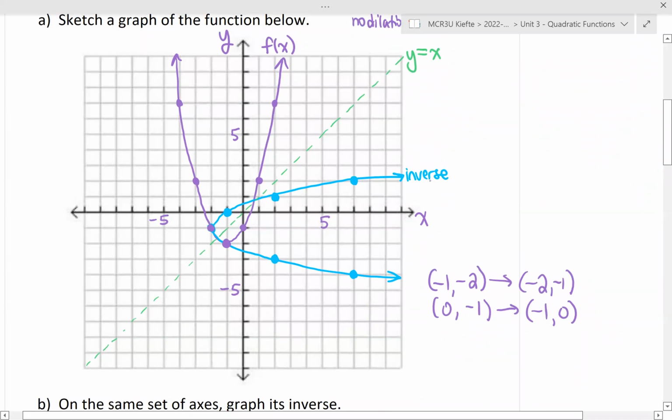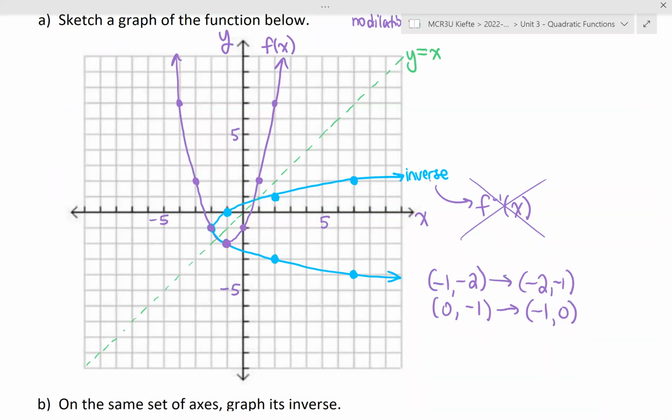And notice how I did not label this f inverse of x. The reason being that it's actually not a function. It fails the vertical line test. So I'm just going to call it inverse because I can't use function notation for something that is not a function.